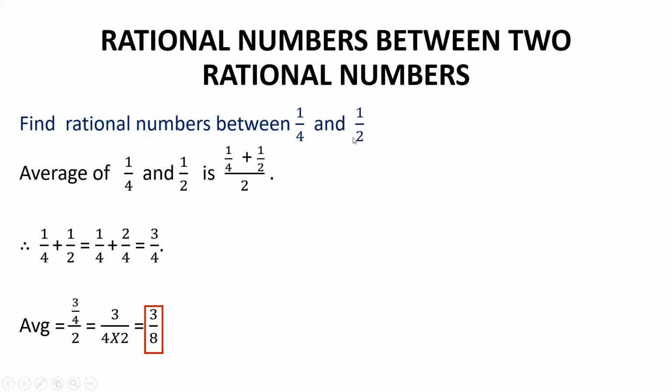Suppose you have to find one more rational number between 1 upon 2 and 1 upon 4, then what will you do? Now you will take the sum of 3 upon 8 with 1 upon 4, and then you divide by 2. And again you will take the sum of 3 upon 8 with 1 upon 2, and then again divide that sum by 2 and you will get more rational numbers.